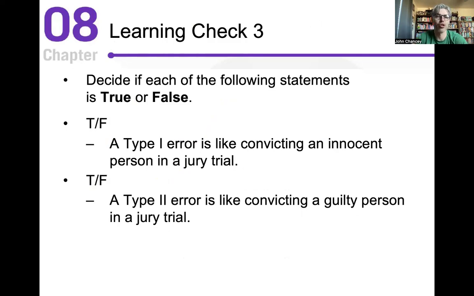All right, quick comprehension check. More true false. First one, a type 1 error is like convicting an innocent person in a jury trial. Second one, true false. A type 2 error is like convicting a guilty person in a jury trial. So go ahead and pause the video here, work through that if you need to. And yeah, here we go.